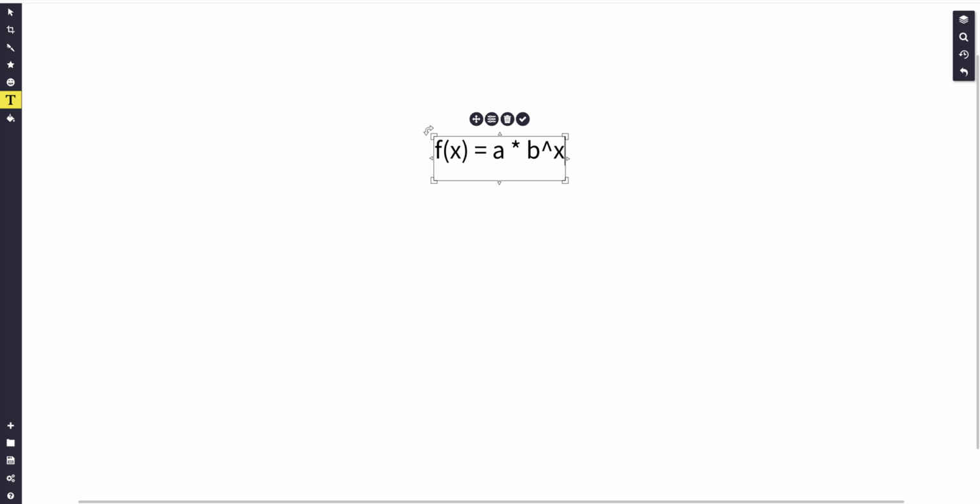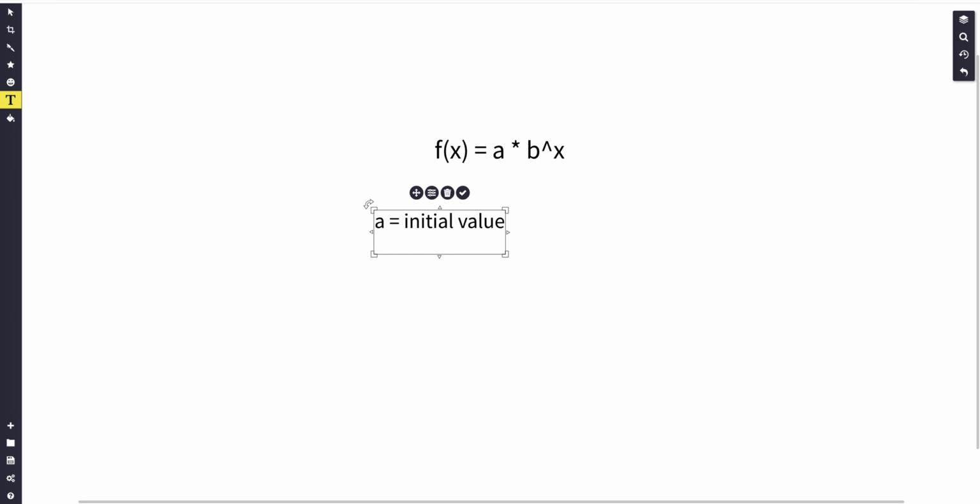Okay, so now let's understand each part of the function. Let's start with our a value. Our a value is considered our initial value. Usually when you see exponential problems, they'll be given to you as word problems. It's not going to be given to you like this is a, this is b, and just solve for x. It's going to be in word problem form, so you're going to have to decipher it. But the a is the initial value.